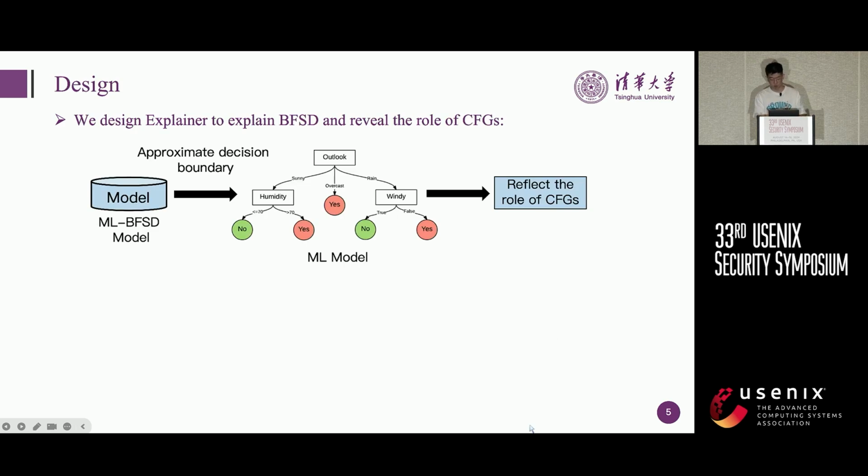To clarify the role of CFGs, we first use explanation methods to explain model behavior. Existing research indicates that we can use interpretable machine learning models to approximate the decision boundary of the target model. Once approximated, we can observe the feature importance within the machine learning model to reflect the corresponding feature importance in the target model. We employ this methodology and design an explainer to explain the role of CFGs in model decisions.